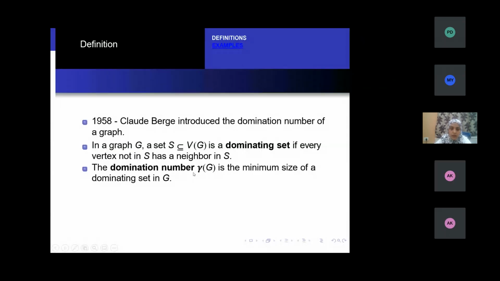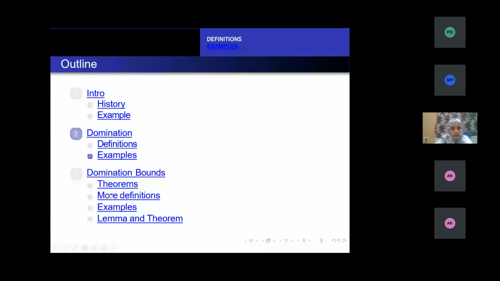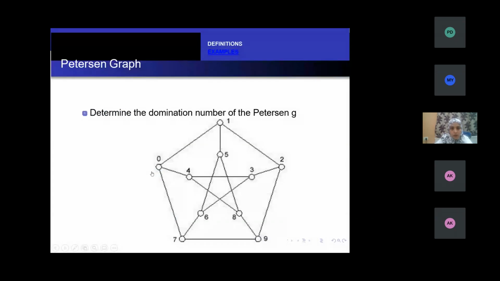So we have many domination parameters which have been introduced in the last decade in many research papers. There are a number of domination parameters with different names: connected domination number, split domination number, strong split domination number, and many more. Those all domination numbers came after the introduction of domination in graph theory. Next, moving on to the domination bounds.